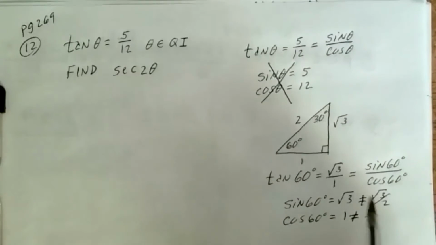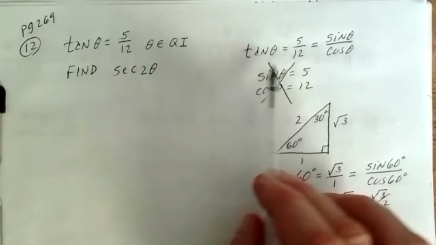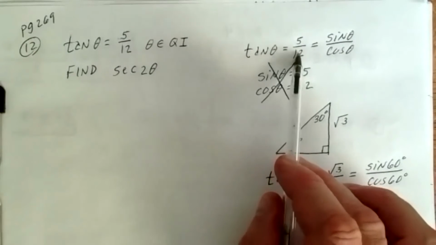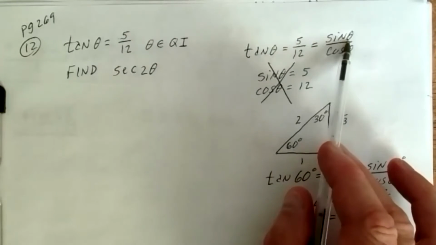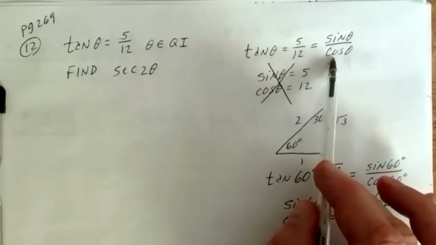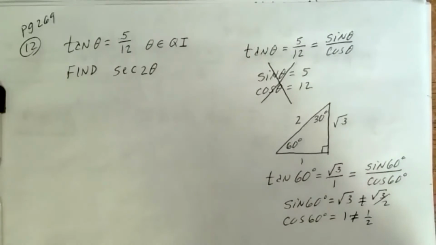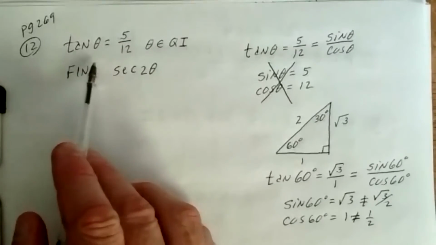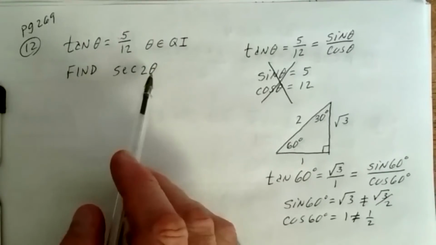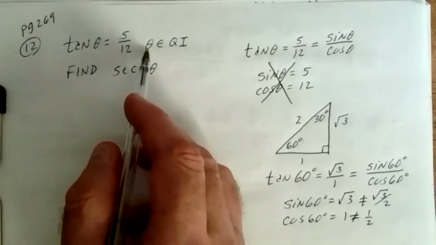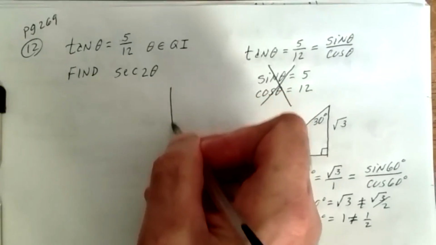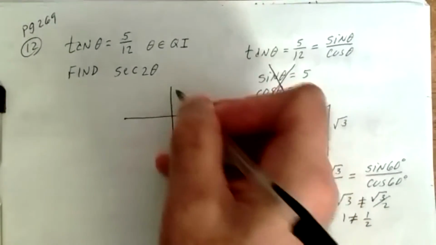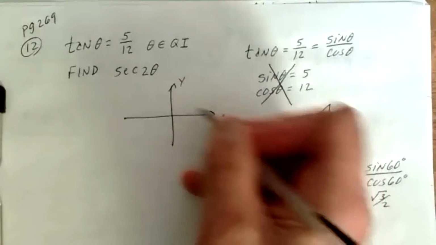So be careful. When you have the tangent of some angle equal to a ratio, you cannot say that the sine of that angle is equal to the numerator and the cosine of that angle is equal to the denominator. So be careful there. So to do this problem correctly, what we should do here, knowing that the angle theta is in the first quadrant, is let's build our right triangle in the first quadrant.